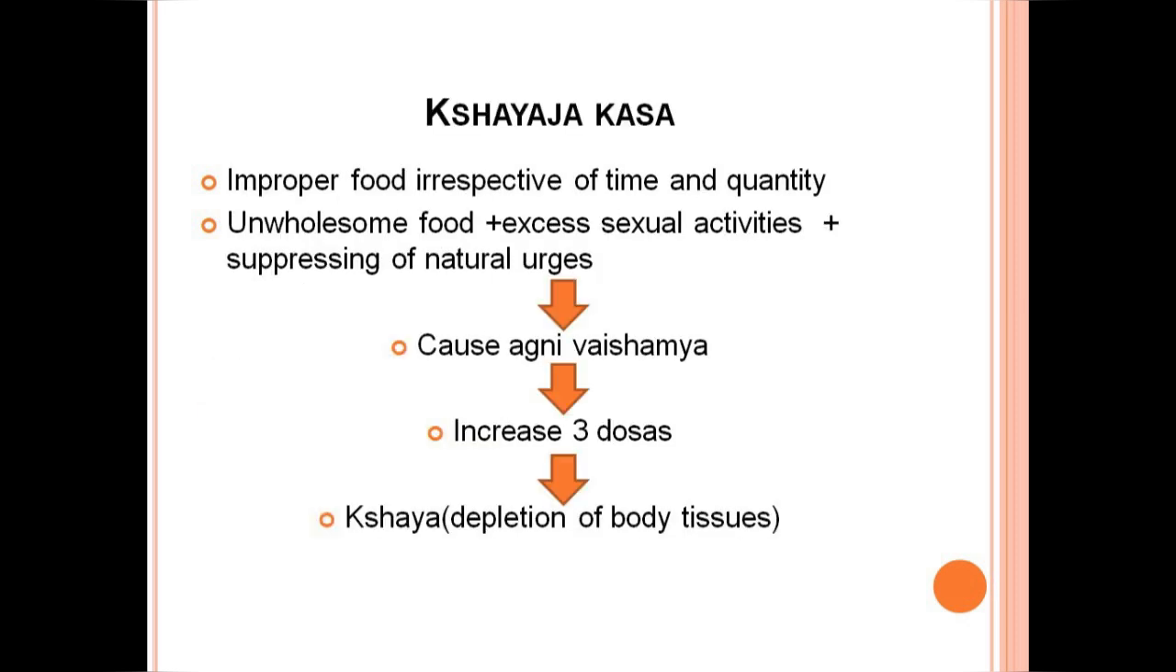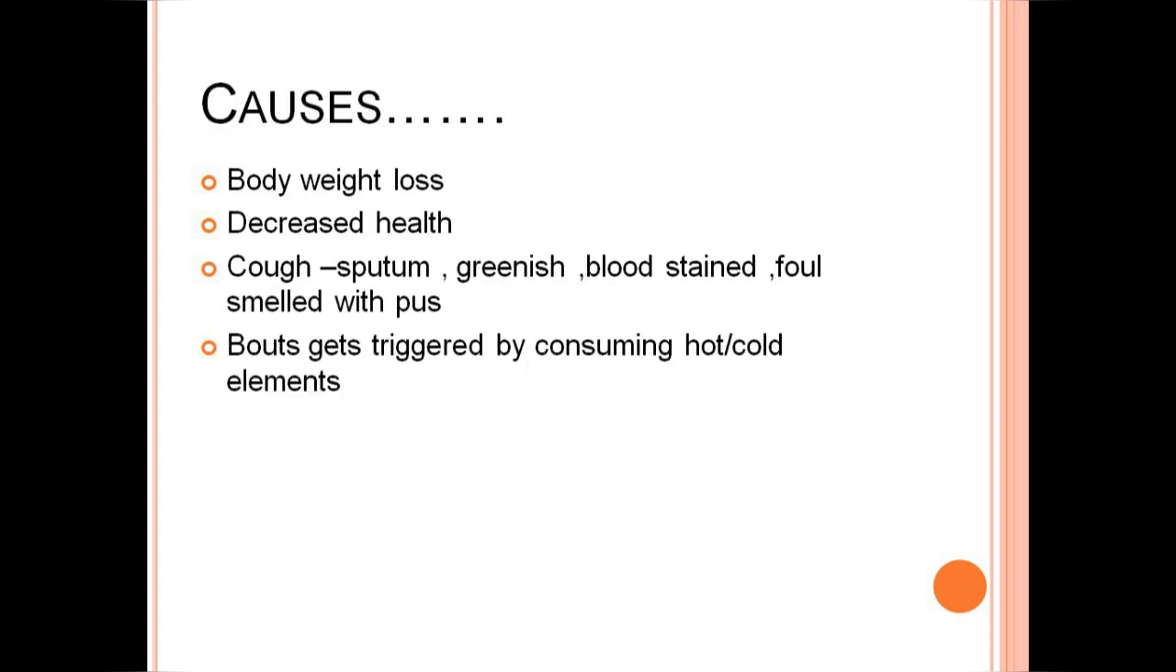Kshayaja Kasa. Kshaya means depletion. If a person is not taking a sufficient amount of food, or food of low quality and quantity, and is involved in excess sexual activities and suppressing natural urges, automatically there will be Agni Vaishamya and increase in Tridoshas, which causes Kshaya or depletion of the body. Already Kshaya is involved here, so there would be body weight loss, decreased health, and a cough where the sputum is greenish, blood stained, foul smelling with pus. Bouts get triggered by consuming hot or cold elements.